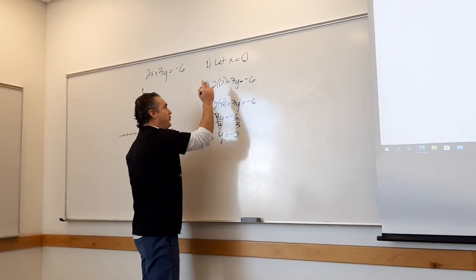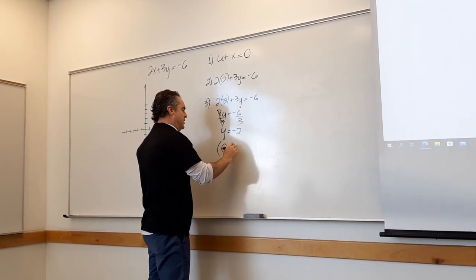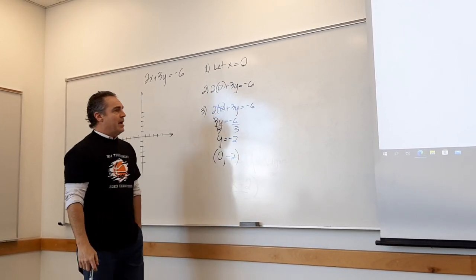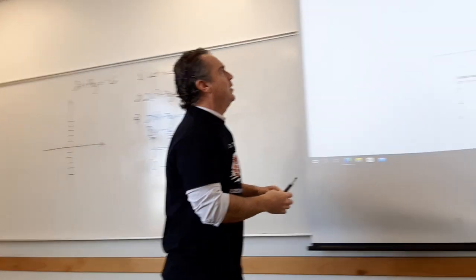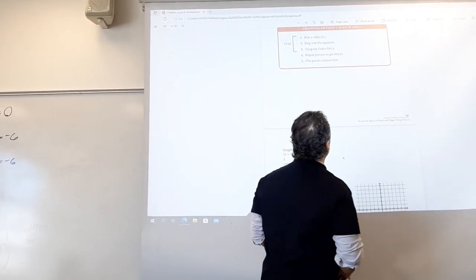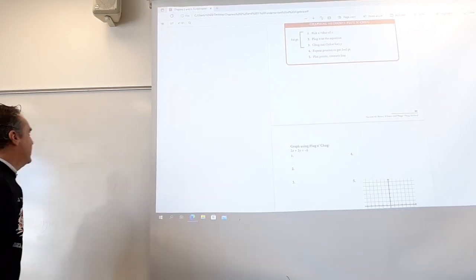Okay? And I put these together for my first point. 0, negative 2, right? They're an ordered pair. X coordinate, Y coordinate. I got 1 point. I have my first point. Step number 4, look. It says first point. See, I achieved my first point. Step number 4 says repeat the process to get the second point.